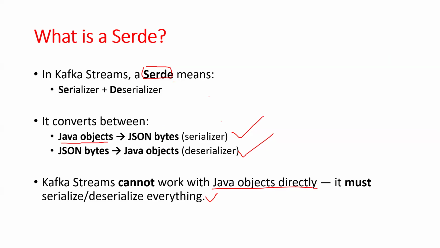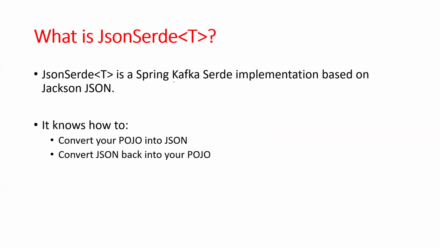Okay. Now you can use SerDe here. The implementation class is called JsonSerde, where you need to specify the type of the event. JsonSerde<T>, where T represents either OrderCreatedEvent or PaymentCreatedEvent. It is a Spring Kafka SerDe implementation based on Jackson. It will convert your POJO to JSON and JSON to POJO. This is called JsonSerde here. Now you got some clear picture of what is SerDe and JsonSerde here.